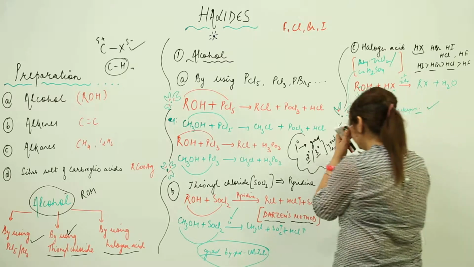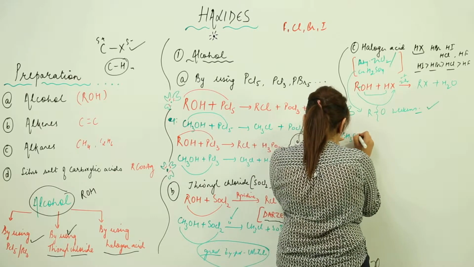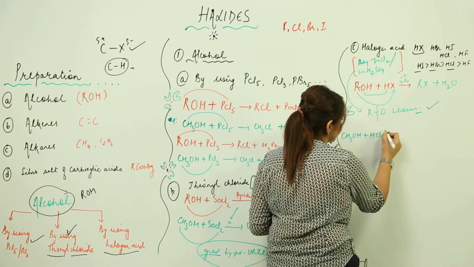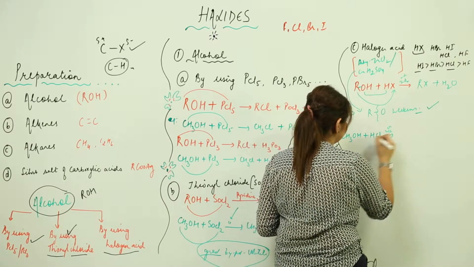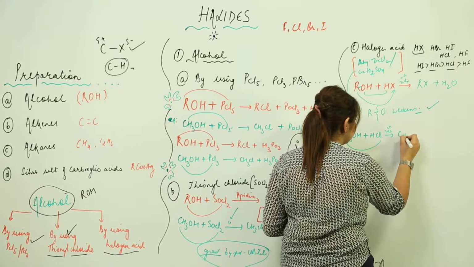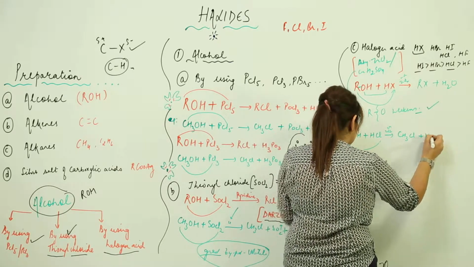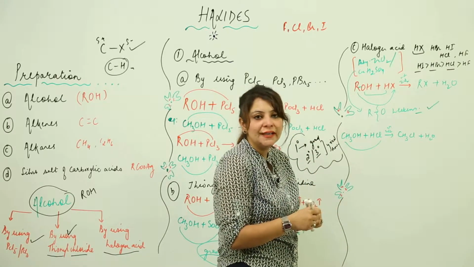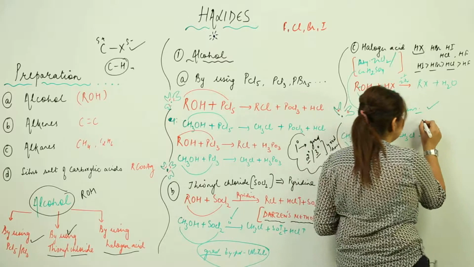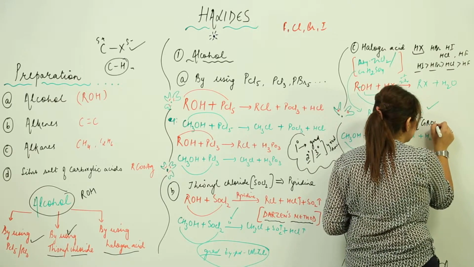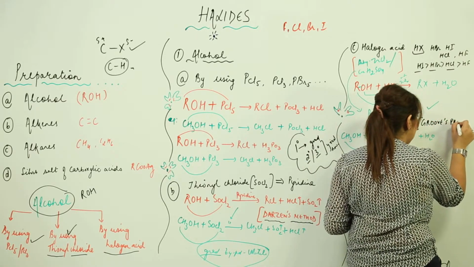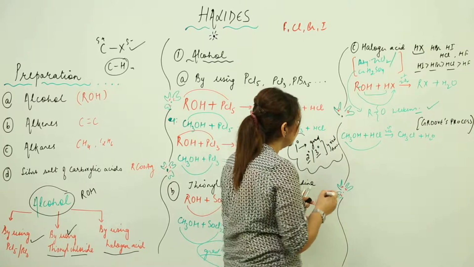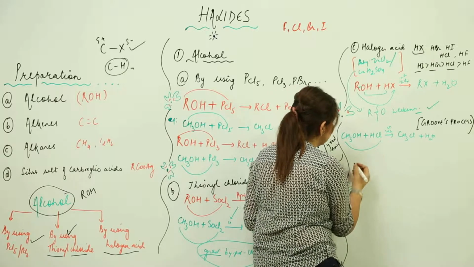Let's take an example. Methanol, let's say HCl, anhydrous ZnCl2, gives RCl, methyl chloride, with water. We have a special name for this reaction in which we add hydrogen chloride and get methyl chloride, and that is called Groove's process. Likewise, we can do it by adding another halogen acid.